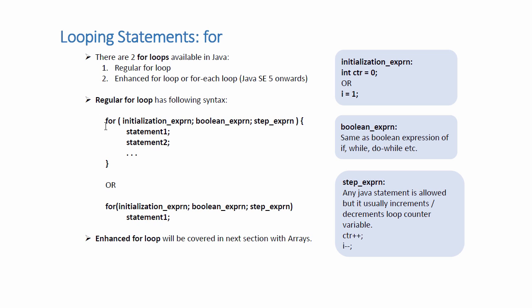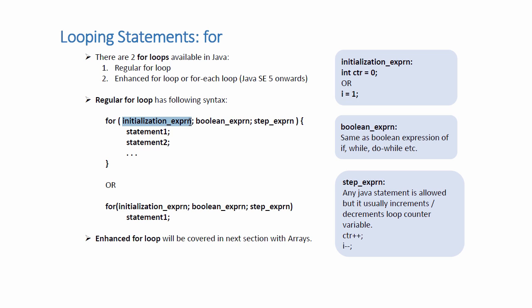arrays. Regular for loop has the following syntax: keyword for, opening round bracket, initialization expression, semicolon, boolean expression, semicolon, step expression, closing round bracket, opening curly bracket, single statement or multiple statements, and finally closing curly bracket. Or as seen with other control statements, if there is only one statement to be executed inside loop, then you may omit curly brackets. But it is not a recommended practice.